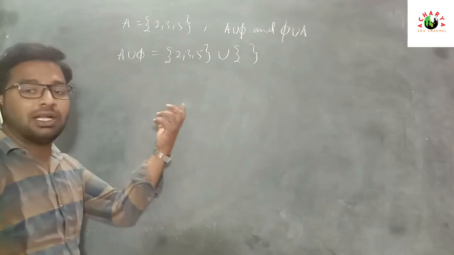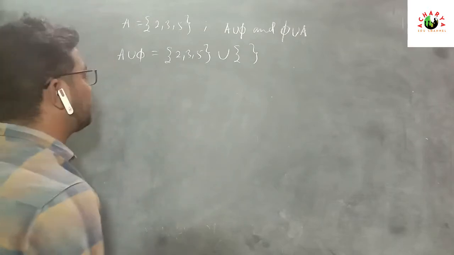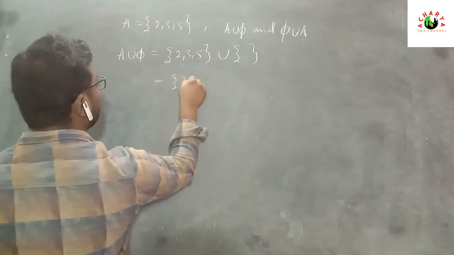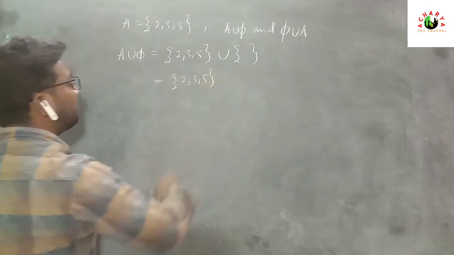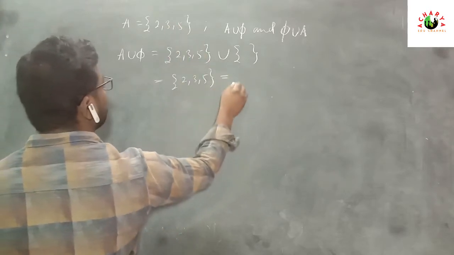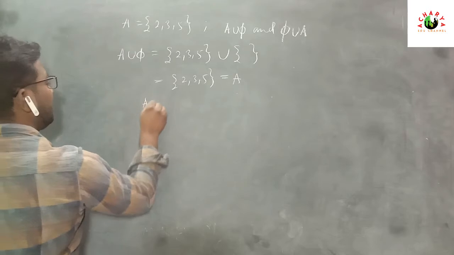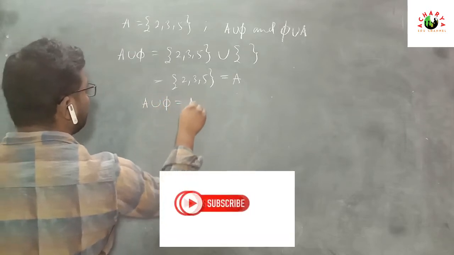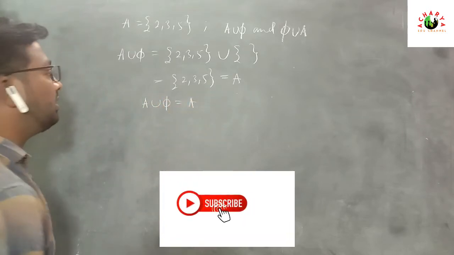So union means what? Combine the elements of two sets. So we combine the same elements, and we get {2, 3, 5}. So here {2, 3, 5} is equal to what? A. So finally A union phi equal to A.